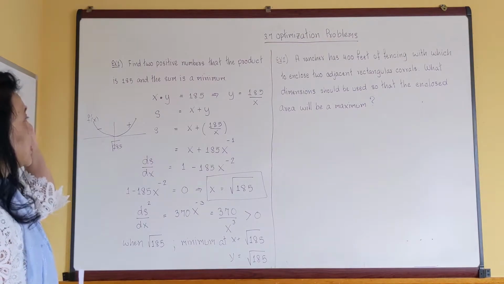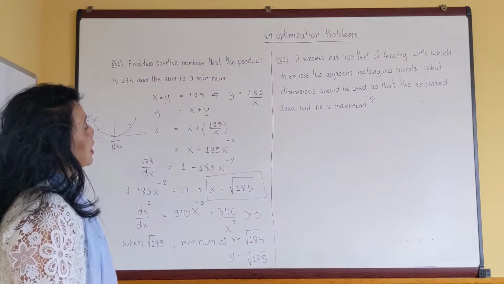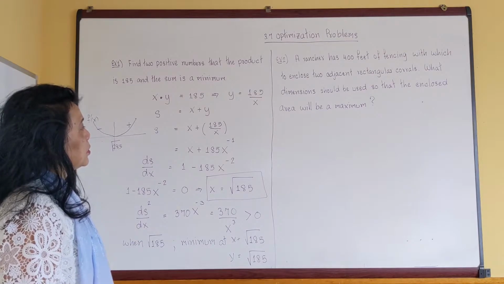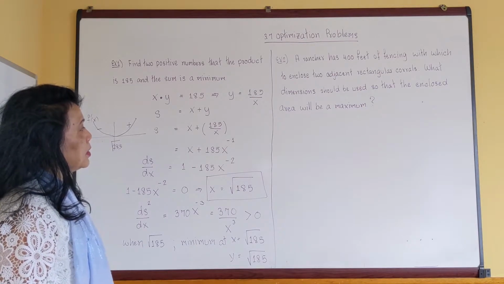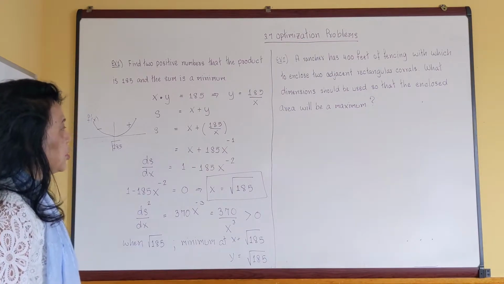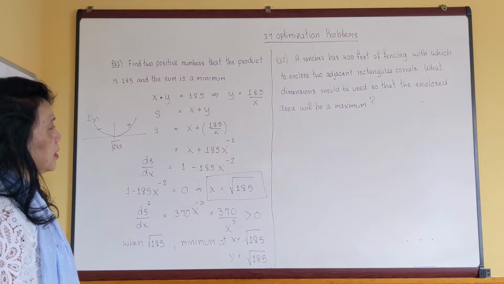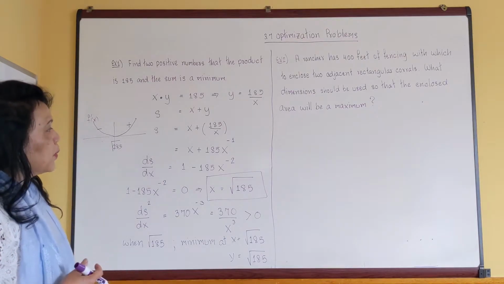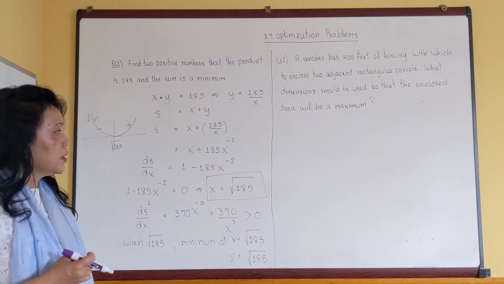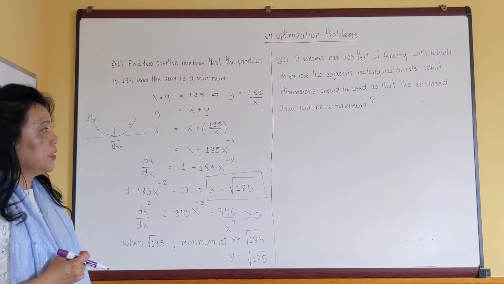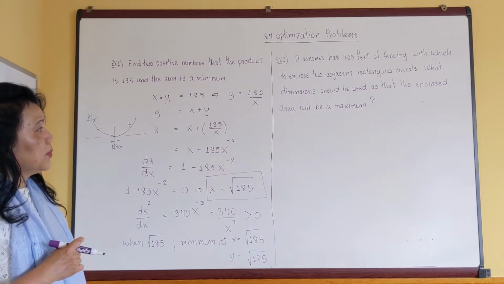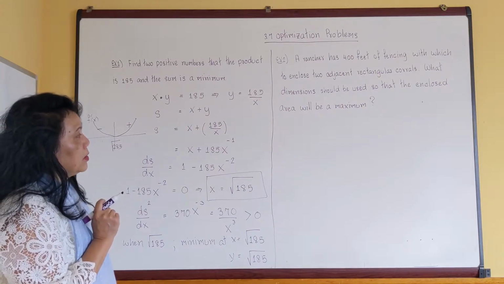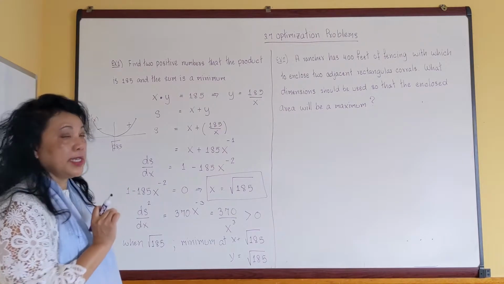The next example: a rancher has 400 feet of fencing with which to enclose 2 adjacent rectangular corrals. What dimensions should be used so that the enclosed area is maximum? So again they ask for a maximum. You can use the first derivative test or the second derivative test. But let's draw the picture. The shape is rectangular and they have 2 adjacent.